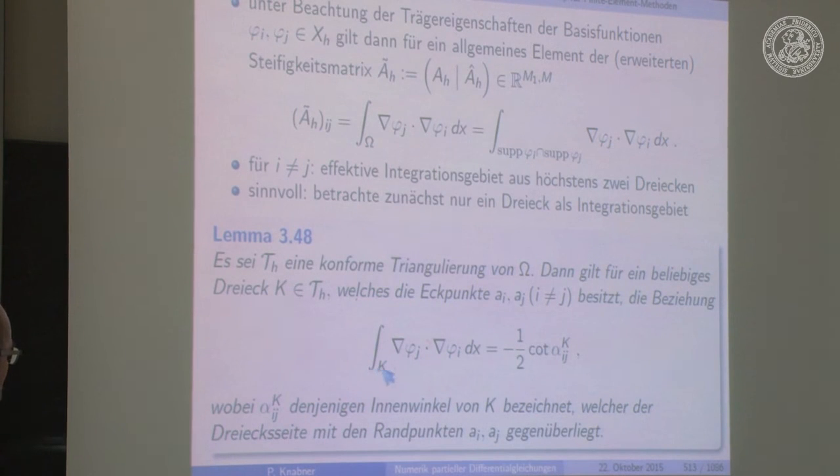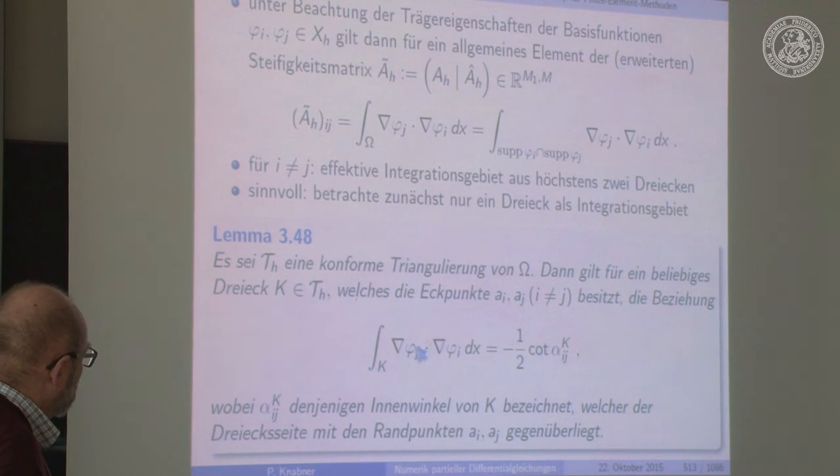As we said, we have one or two of these elements k. And the assertion is, if I have an arbitrary element k, and I have the two nodes AI and AJ belonging to k and a third node, then this contribution here, this off-diagonal contribution in the stiffness matrix is just minus 1/2 cotangent of an angle, alpha ijk. This is the angle in the element which is opposite to the edge with the vertices AI, AJ.